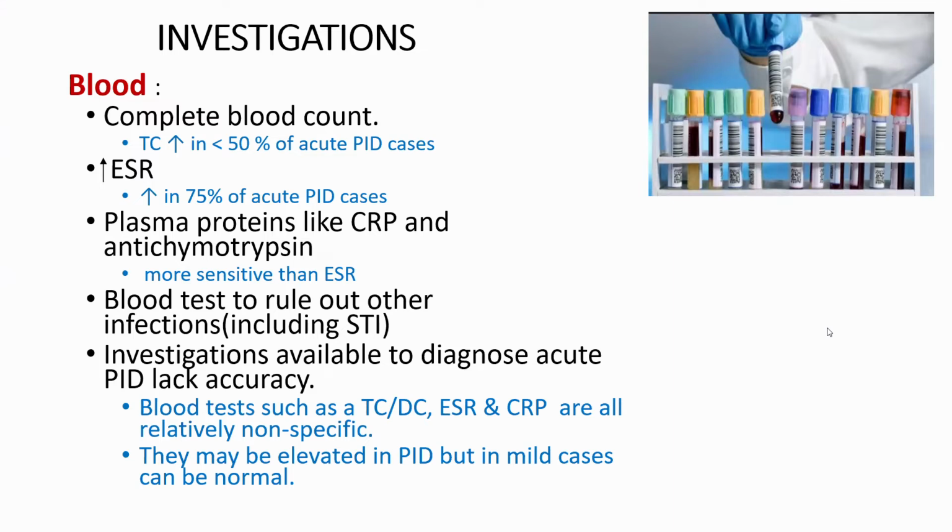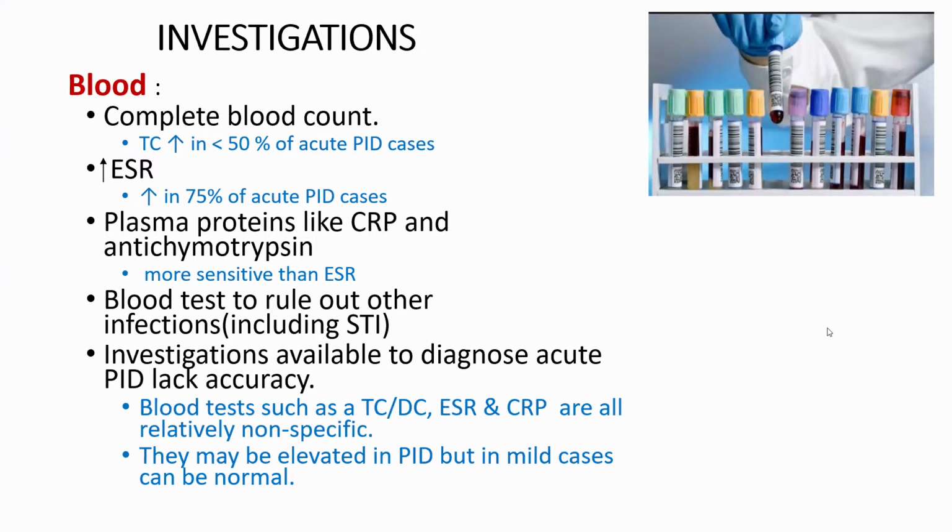Blood tests such as total count, differential count, erythrocyte sedimentation rate and C-reactive protein are all non-specific. They may be elevated in pelvic inflammatory disease, but in mild cases they can be normal. But remember, even in mild cases there could be sequelae, and the sequelae are not good. In later life the patient may develop chronic pelvic pain or ectopic pregnancy. So even in the mild cases we have to give a full treatment.